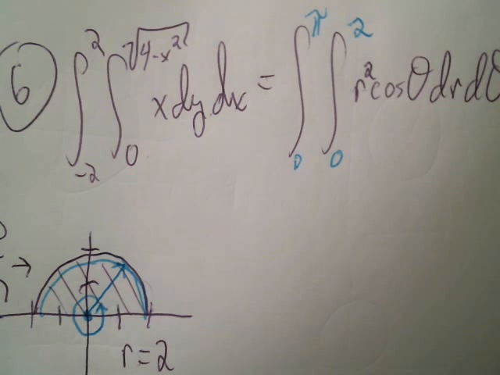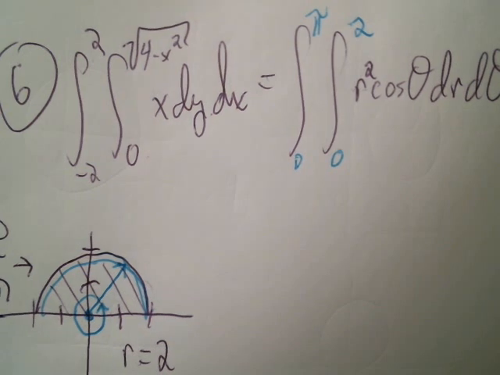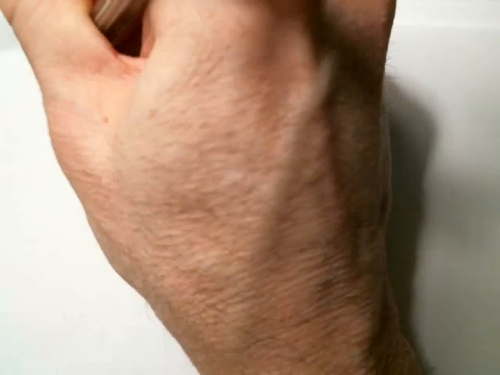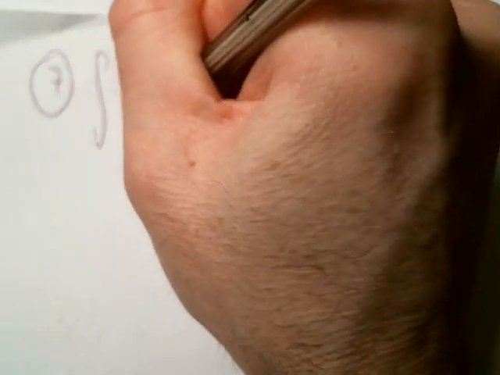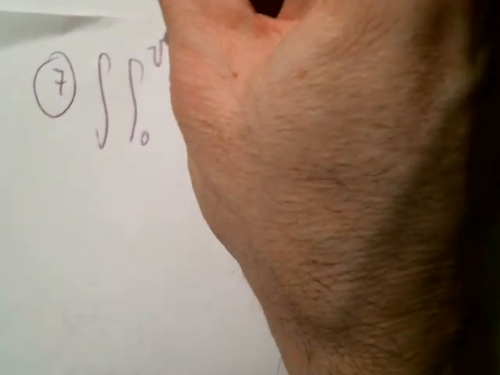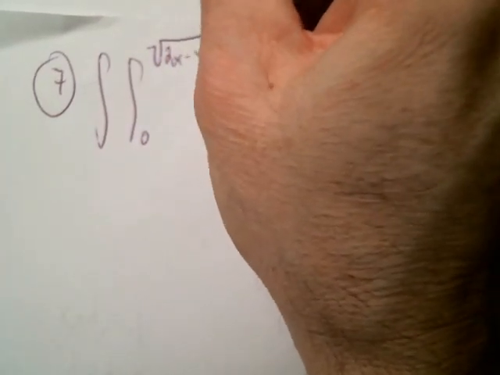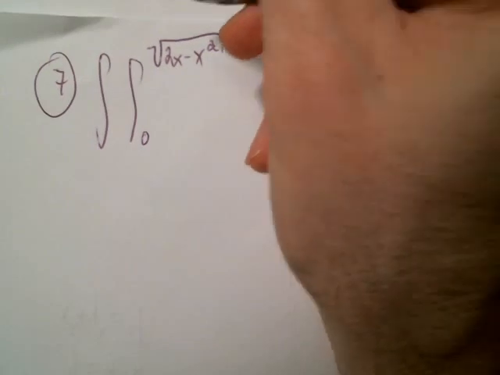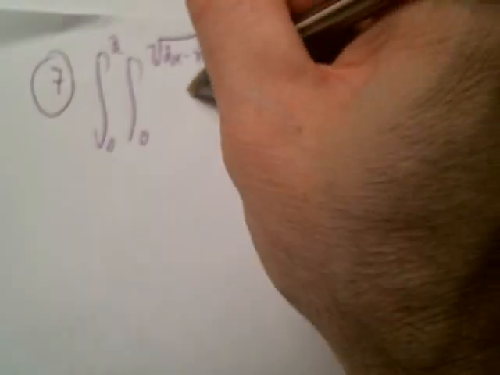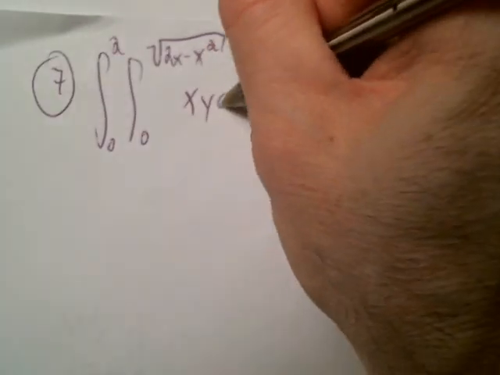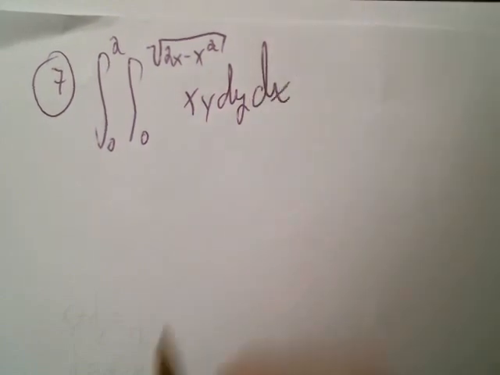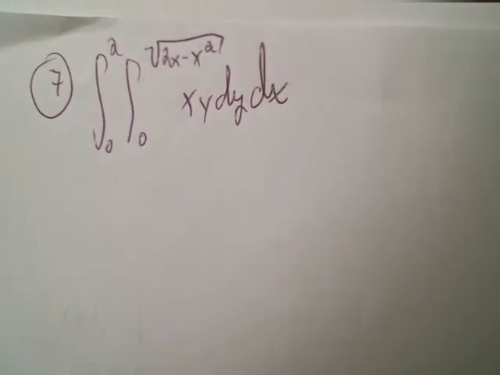Go on to the next problem, right? All right, another one of these where you have to convert the given integral. This is number 7. I'm going from 0 to the square root of 2x minus x squared, and then from 0 to 2 on the outer integral, and it's xy dy dx. So I need to convert. I don't have to evaluate.